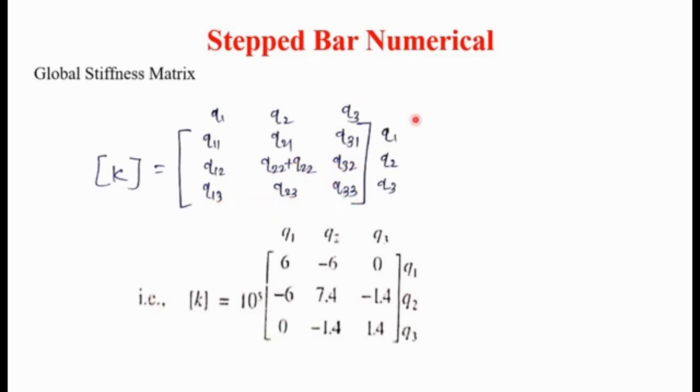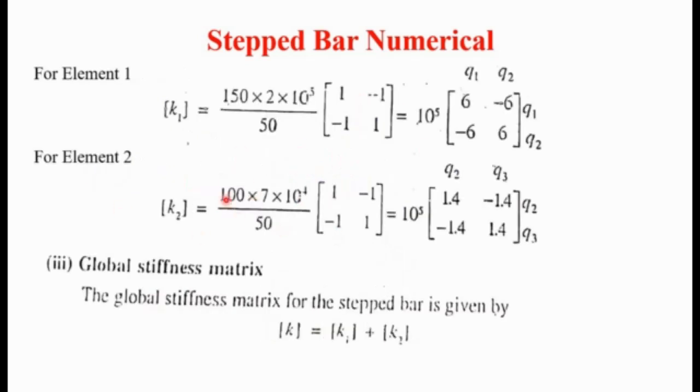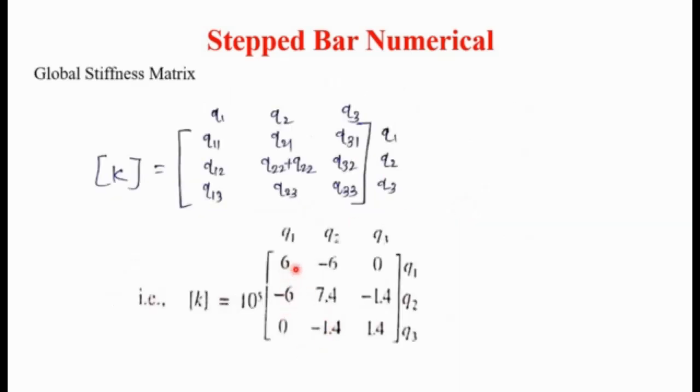When we add the elemental matrices K1 and K2, we get 6, -6, 0, then -6, 6 plus 1.4, that is 7.4, at the central node, Q22 plus Q22 of the second element. Then -1.4, -1.4, 1.4, and the remaining entries are 0. So this is the global stiffness matrix.